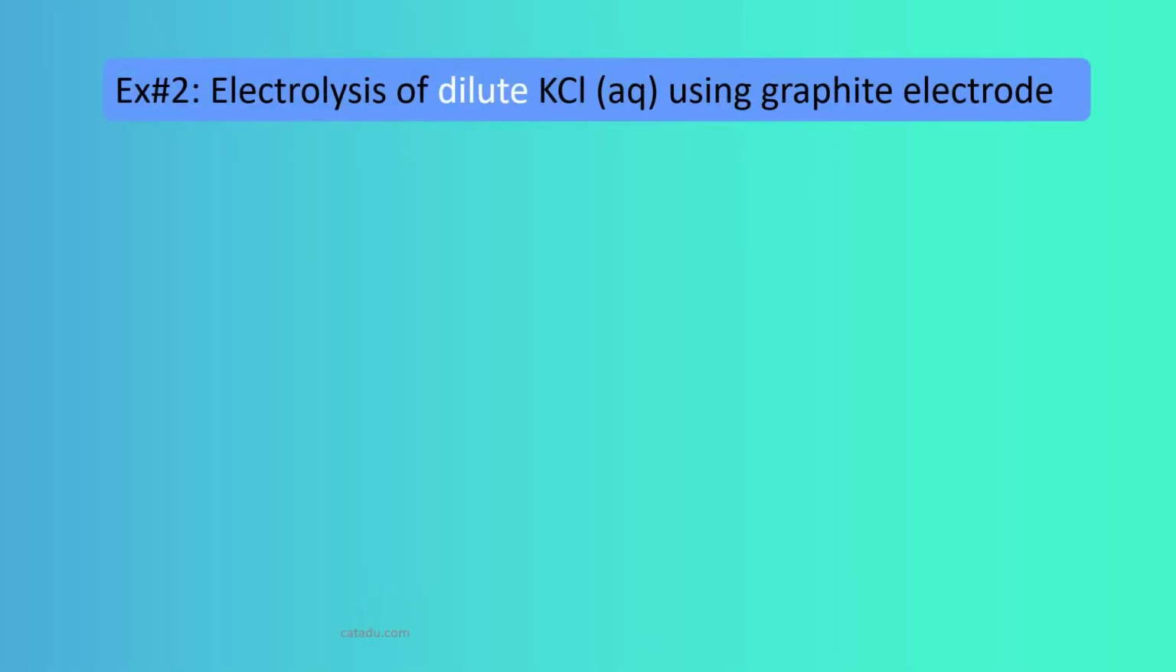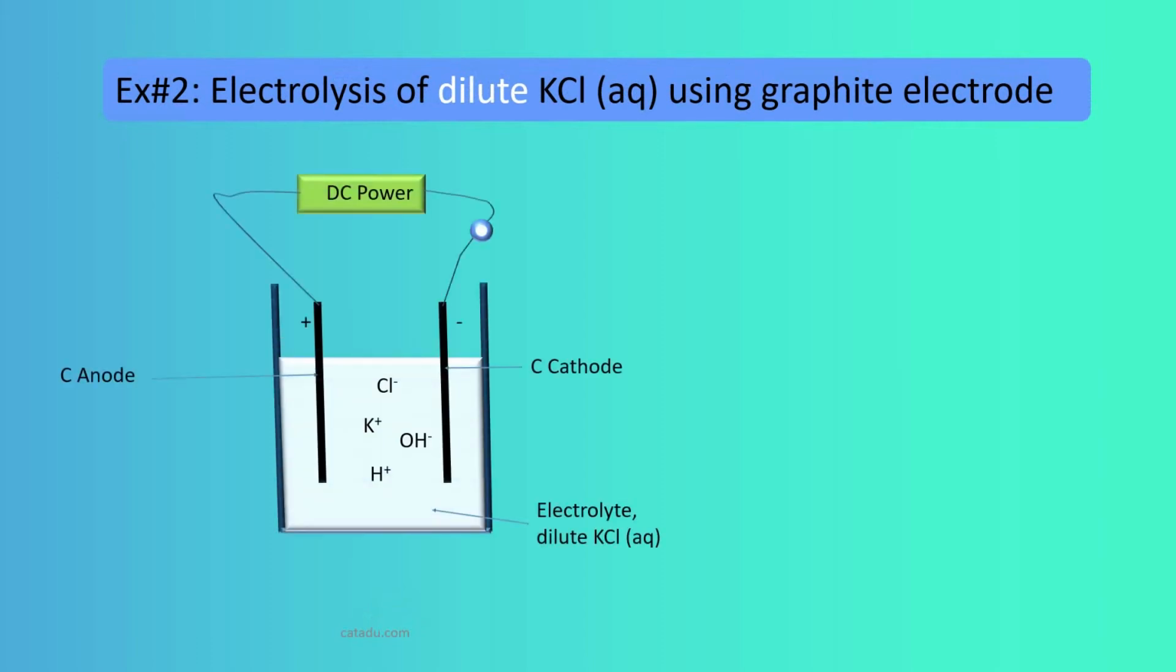Example 2. Electrolysis of dilute potassium chloride solution using graphite electrode. The electrolyte is dilute potassium chloride. The ions are chloride ion, potassium ion, OH minus ion and hydrogen ion. 2 negative ions are present, chloride ion and OH minus ion. The solution is dilute, the concentration of OH minus is greater. So it will be discharged and it gives oxygen gas.